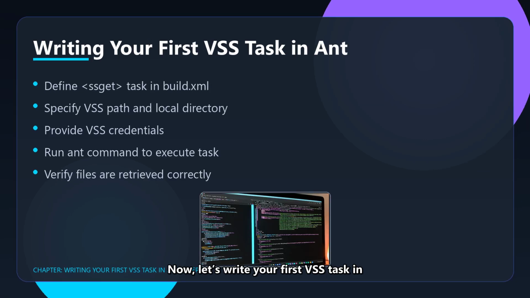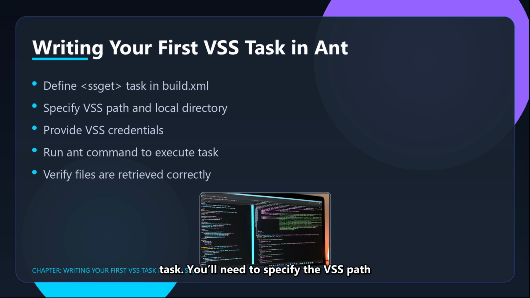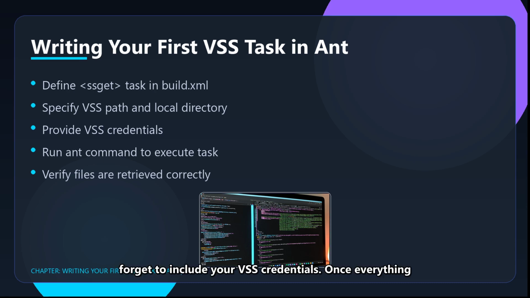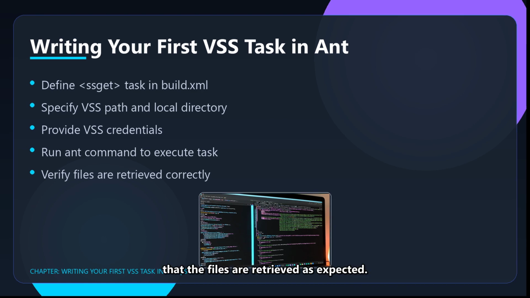Now let's write your first VSS task in Ant. In your build XML file, define an ssget task. You'll need to specify the VSS path of the files you want to retrieve and the local directory where they should go. Don't forget to include your VSS credentials. Once everything is set, run the Ant command and verify that the files are retrieved as expected.